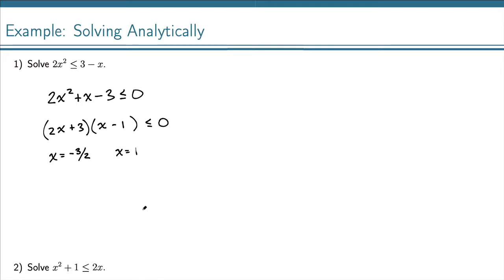And we're going to plot these on a number line. And so I've got negative 3/2 and 1. This separates our number line into 3 different regions, and I need to find the sign on each of these regions. There's actually a pretty fast way to do this. We can plug just one number in, or we can actually use the leading coefficient of our polynomial.